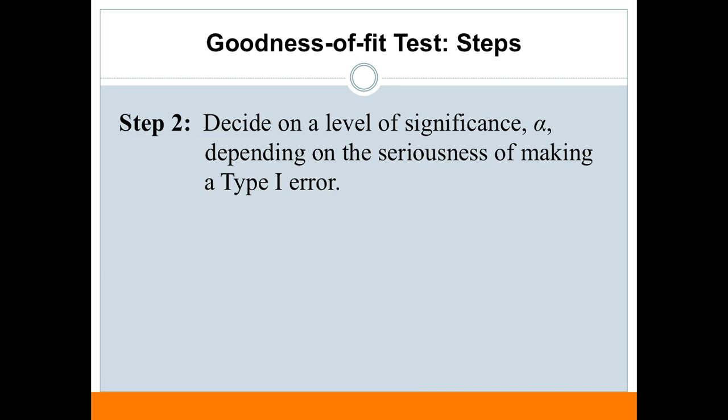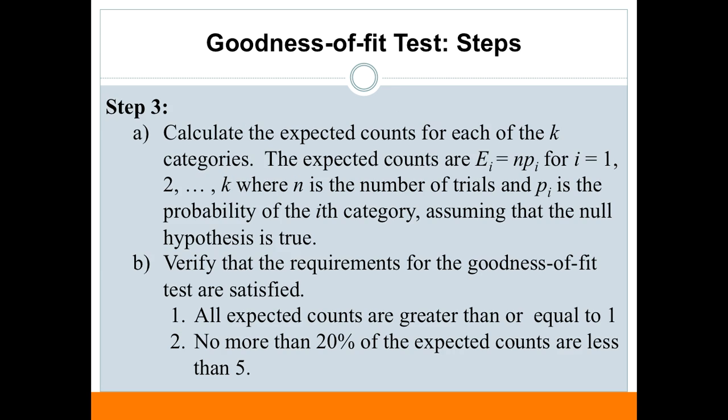Now, step 2, like always, is to decide on a level of significance, which is your alpha value, depending on the seriousness of making a type 1 error. Step 3 would be to calculate the expected counts and verify that the requirements have been met. We talked about expected counts already. Those are found by taking the sample size and multiplying by the probability in the category under the null hypothesis. So assuming the null hypothesis is true, you're calculating what you would expect to happen. And the requirements, again, are that all expected counts have to be at least 1, and no more than 20% can be less than 5.